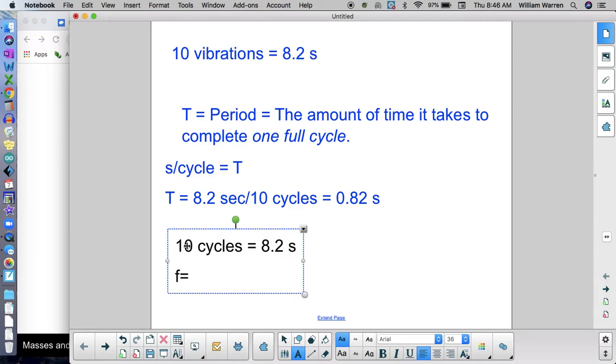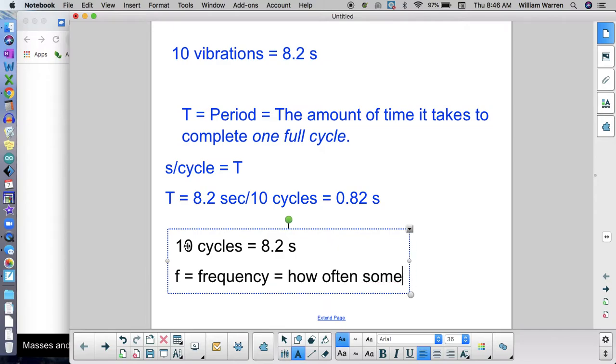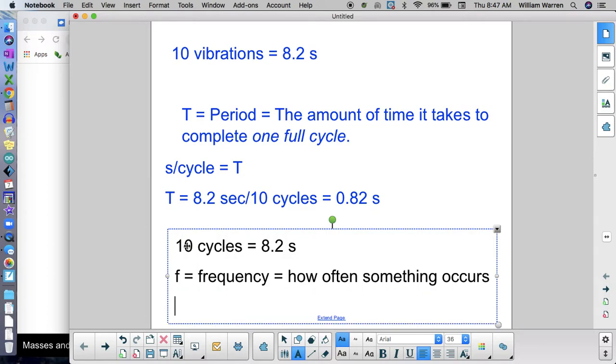So let's define lowercase f as frequency. And frequency is how often, in plain English, how often something happens. How often something occurs. That's frequency, right? What is the frequency with which I brush my teeth? Oh, twice or three times a day. What is the frequency that I go swimming in the ocean? Well, I guess that depends on the time of year. But this time of year, it's once per week or whatever.